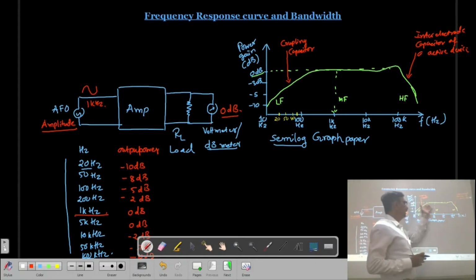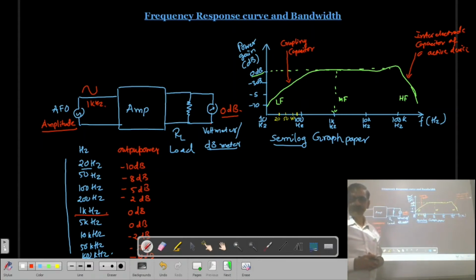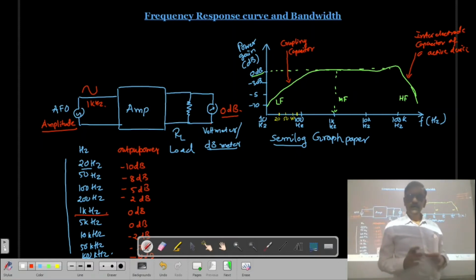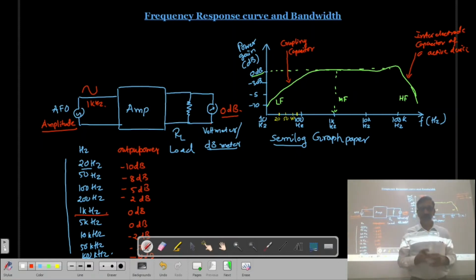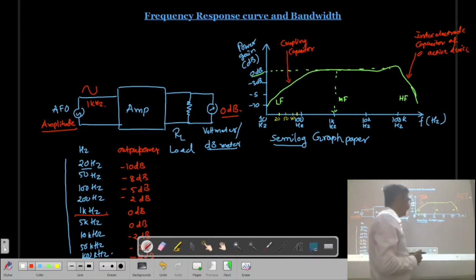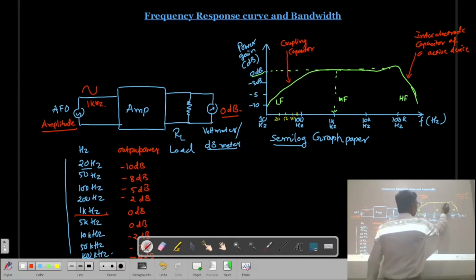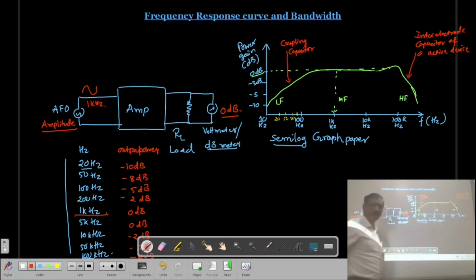That's why the gain of the amplifier is low. Okay? So this is known as a frequency response curve of an amplifier. Now here we can see that the amplifier is not amplifying all the signals equally. Okay? But there is some portion where almost the gain of the amplifier is constant.